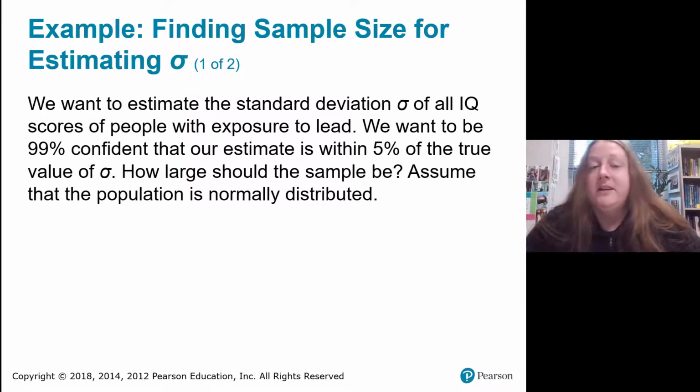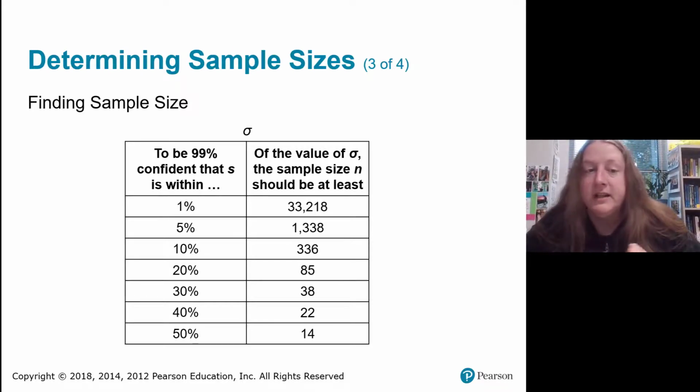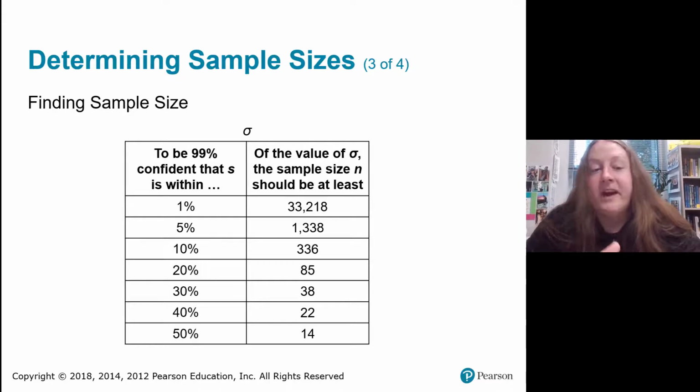We want to estimate the standard deviation of all IQ scores of people with exposure to lead. We want to be 99% confident that our estimate is within 5% of the true value of our population standard deviation. So how large should our sample be? We're going to assume that the population is normally distributed. So 99% confident, 5% of the true value. So we go to the table that says to be 99% confident, and we want to be within 5%, and we look at the sample size that's given there.